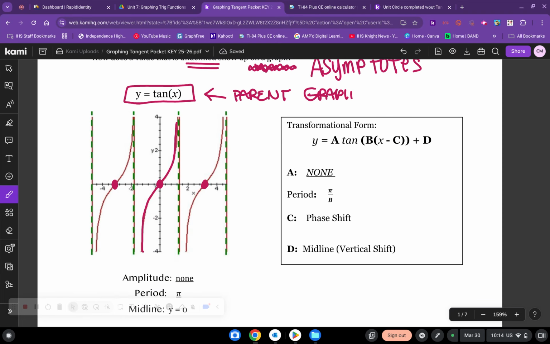Okay, so here's the parent graph. Now the transformational form is pretty much the same that we saw with sine and cosine. However, I have tangent here in this spot. The A value, whatever number is here, is going to tell us about a stretch or a shrink that the graph's going to go through. But as far as amplitude goes, if I'm asked for it, none would equal amplitude.